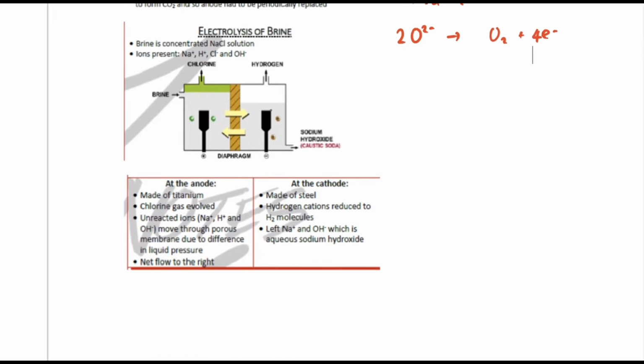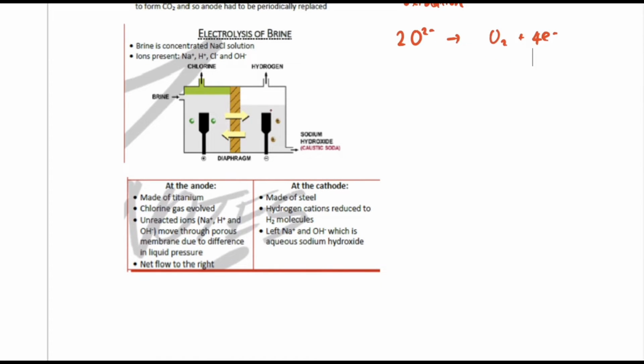Now, let's see electrolysis of brine. This is where we want to extract something from the brine. So what is brine? Brine is concentrated sodium chloride solution. For example, seawater. Try to imagine seawater has a high content of salt. So for electrolysis of brine, we have to take something out of the brine. Yes, you have to extract something.